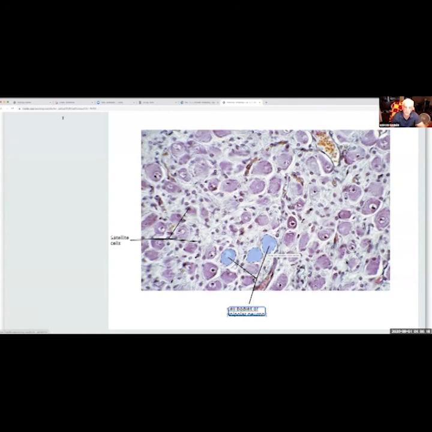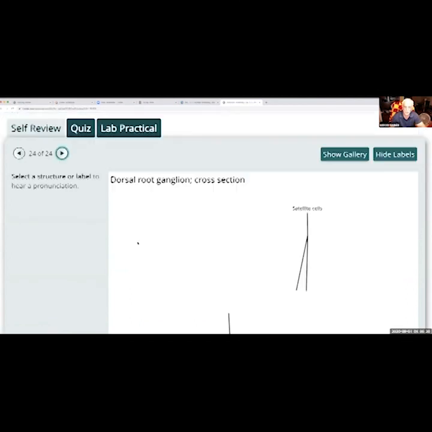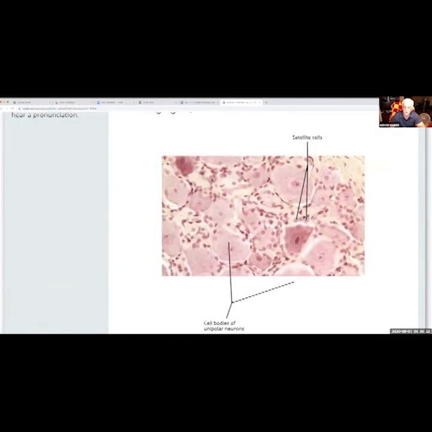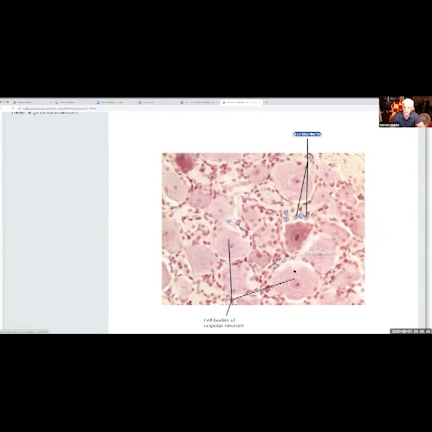You can see the histology of those. And again, satellite cells, you see surrounding the neurons. And these are your neurons right here. And these are your satellite cells that surround them. And the satellite cells make that myelin sheath around here.